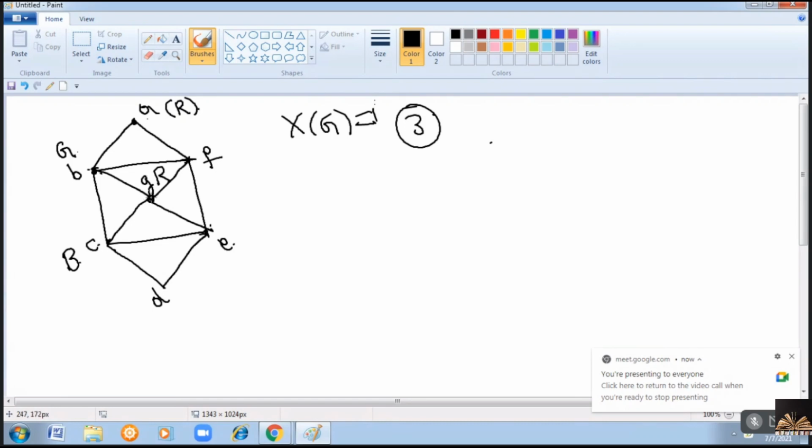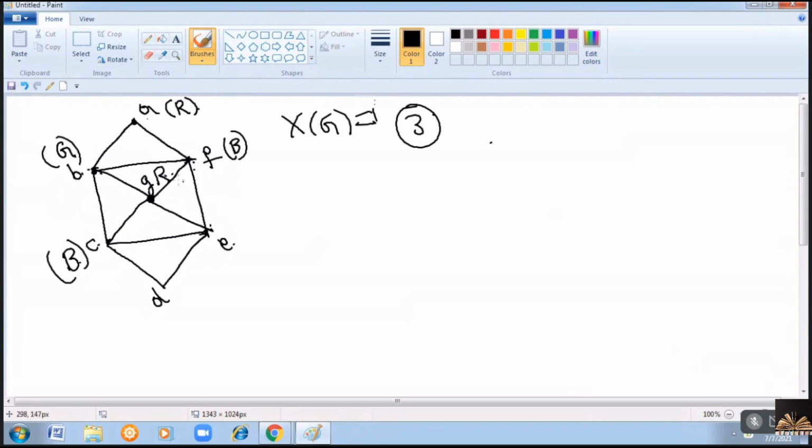Right? Now, this F is adjacent to G and A, so you should not use red. And it is also adjacent to green, so it should not use green either. But it is not adjacent to C, so you can use a blue color here. Clear?